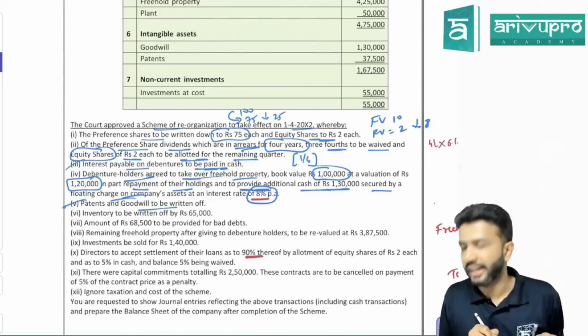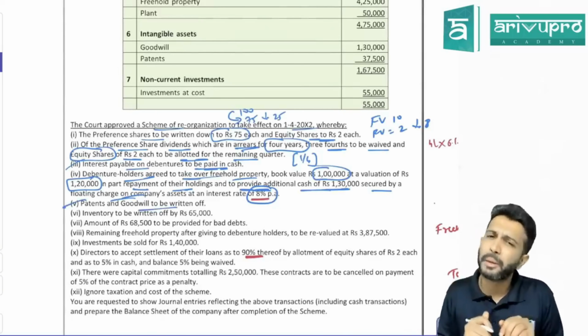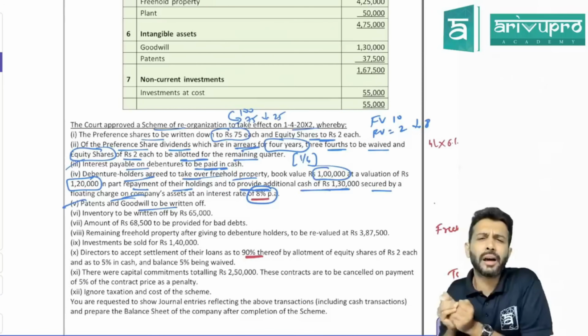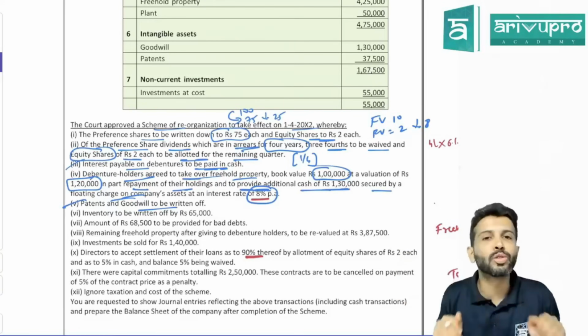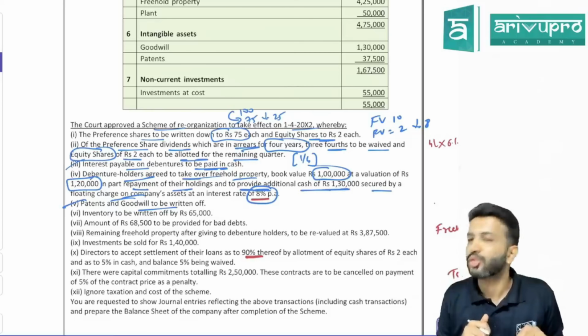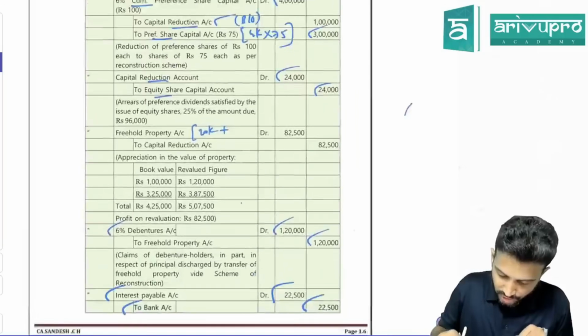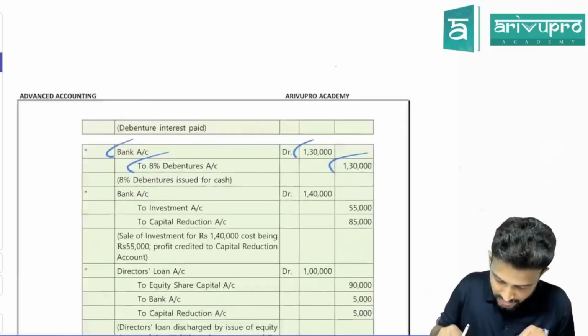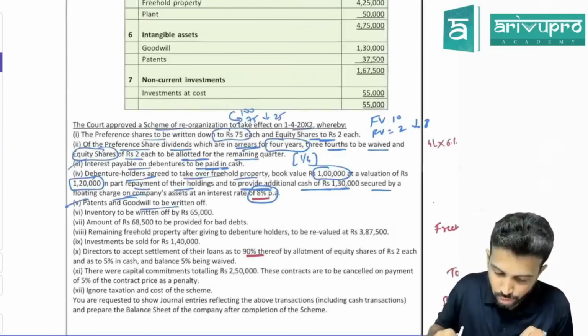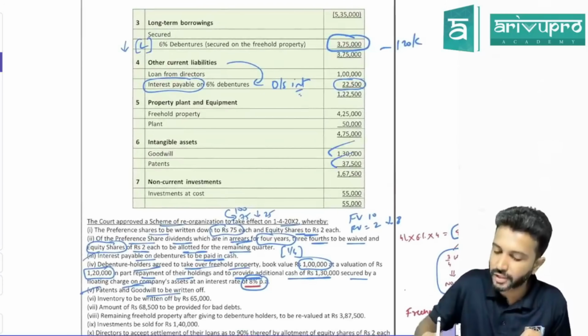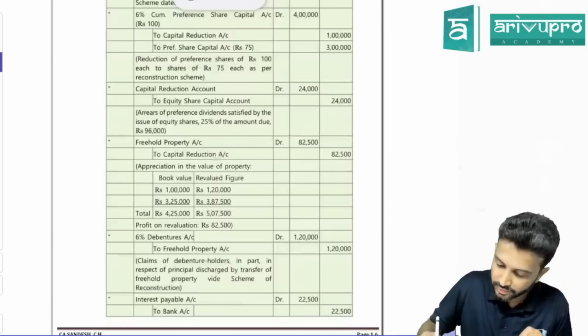Patents and goodwill to be written off. Sir, both are assets, both have debit balance. How do you cancel something which has debit balance? Credited. Here, the debit will be given to the reconstruction account. So the journal entry will be reconstruction account debit to patent account, to goodwill account. How much is the patent shown in our books, sir? 1,30,000 and 37,500 respectively. That is what they have credited over here.